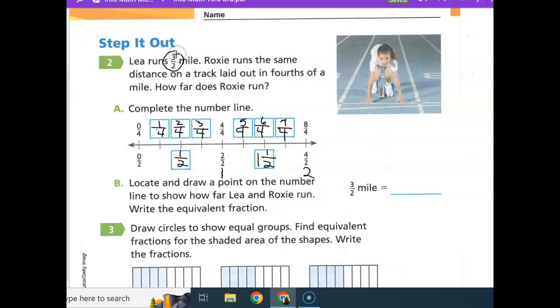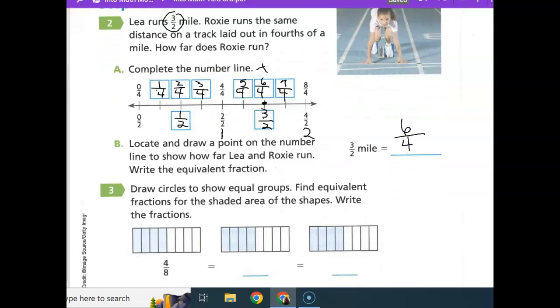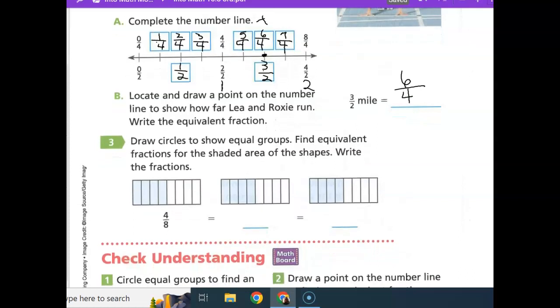Leah ran, whoops, better write that differently, 3/2 miles. Okay, so we're going to put a dot here for Leah. Roxy runs the same distance on the track laid out in fourths. So the fourth is right up here. So 3/2 is equal to 6/4.